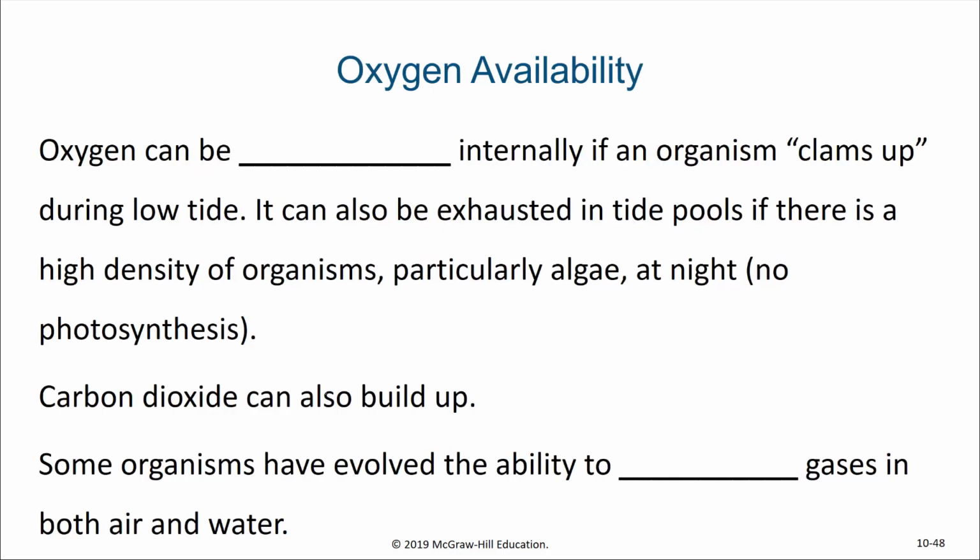Gas exchange is another challenge to be aware of. Oxygen can be exhausted internally if an organism clams up during low tide. It can also be exhausted in tide pools if there's a high density of organisms. Surprisingly, even algae at night when there's no photosynthesis. So if there's a lot of algae in tide pools at night, they are actually using up the oxygen instead of contributing oxygen, and that can result in very low oxygen levels in these tide pools. Carbon dioxide can also build up if there's excessive respiration.